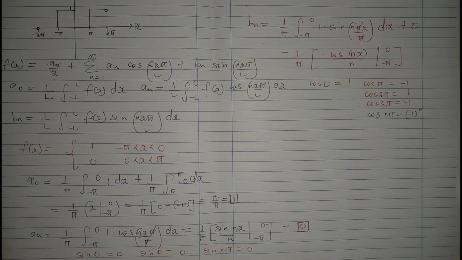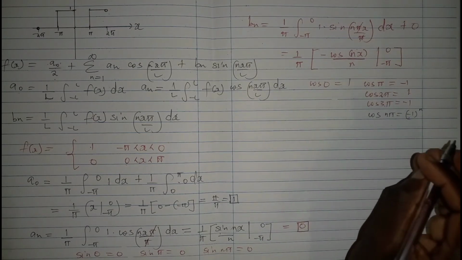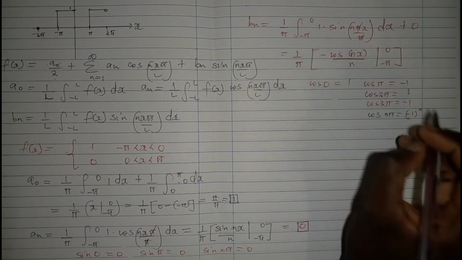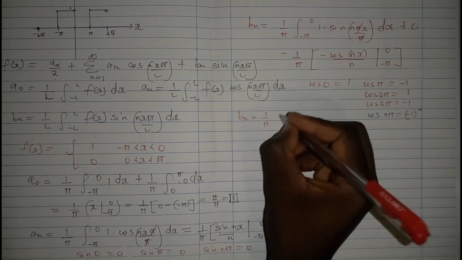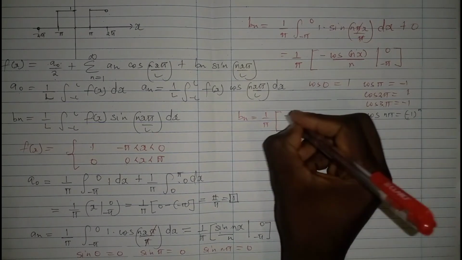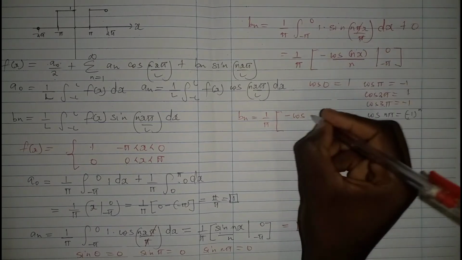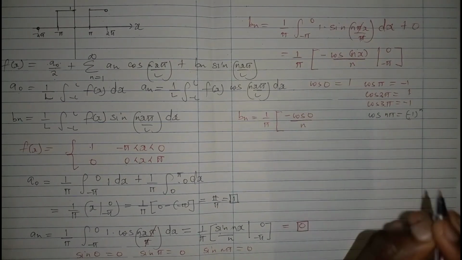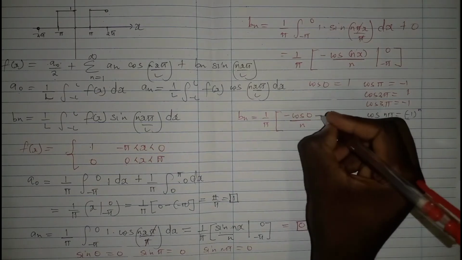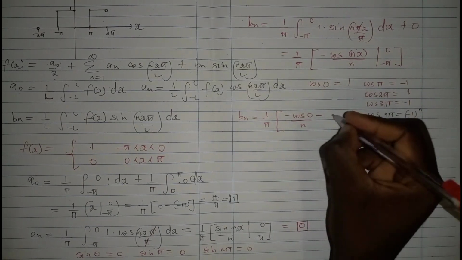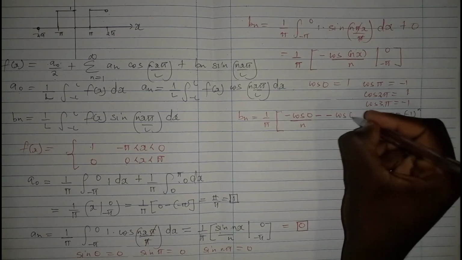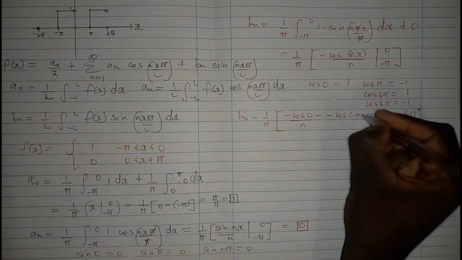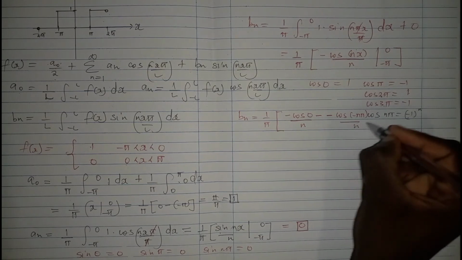Okay, so now what we're going to do, we can now write this one. For this one, I'm not going to do any shortcuts. I'm going to write it as it is. So I'm going to say dn is going to be 1 over pi. Okay, upper bound, we have negative cos 0 over n, right? Minus the lower bound, I'm going to write minus for subtracting the lower bound. I'm going to have cos negative n pi over n.